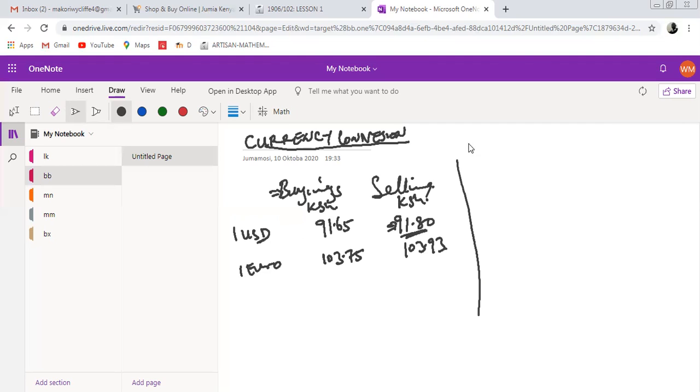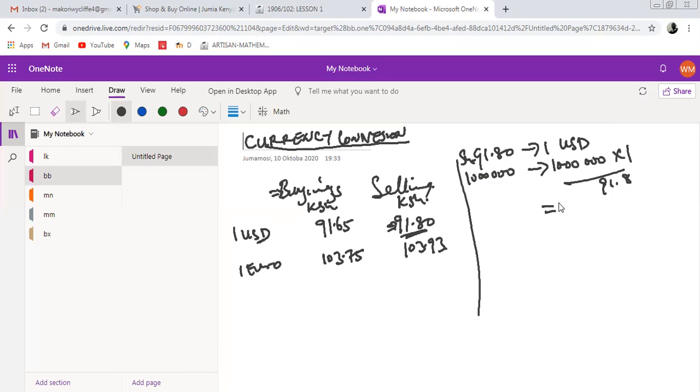So you need to come here and you say if 91.80 shillings is equivalent to 1 USD. That is to say, if you have these shillings, you are able to acquire 1 USD. What about this person who has got a million? A million shillings is going to be equivalent to how many USD? Actually, it's going to be a million times 1 all over 91.8. So this person is actually going to get 10,893.25 USDs. That is what he's going to get.